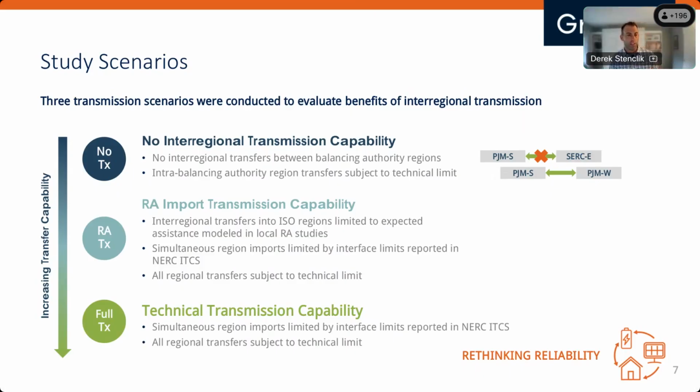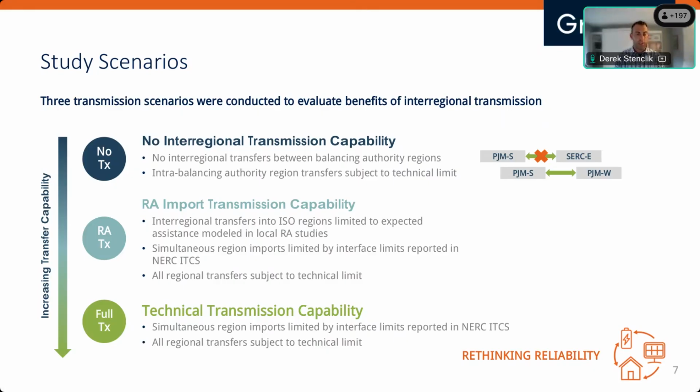So the first scenario is what we call the no interregional transmission capability. In this example, we are not allowing interregional transfers between regions at all, so completely isolated. The exception is we do have some interfaces within ISOs. In PJM, we have 3 interfaces between east, south, and west. In SPP, we have SPP North and SPP South, and in MISO, we have 4 subregions. In those cases, we allow internal transfers within the ISO, but we don't allow interregional transfers.